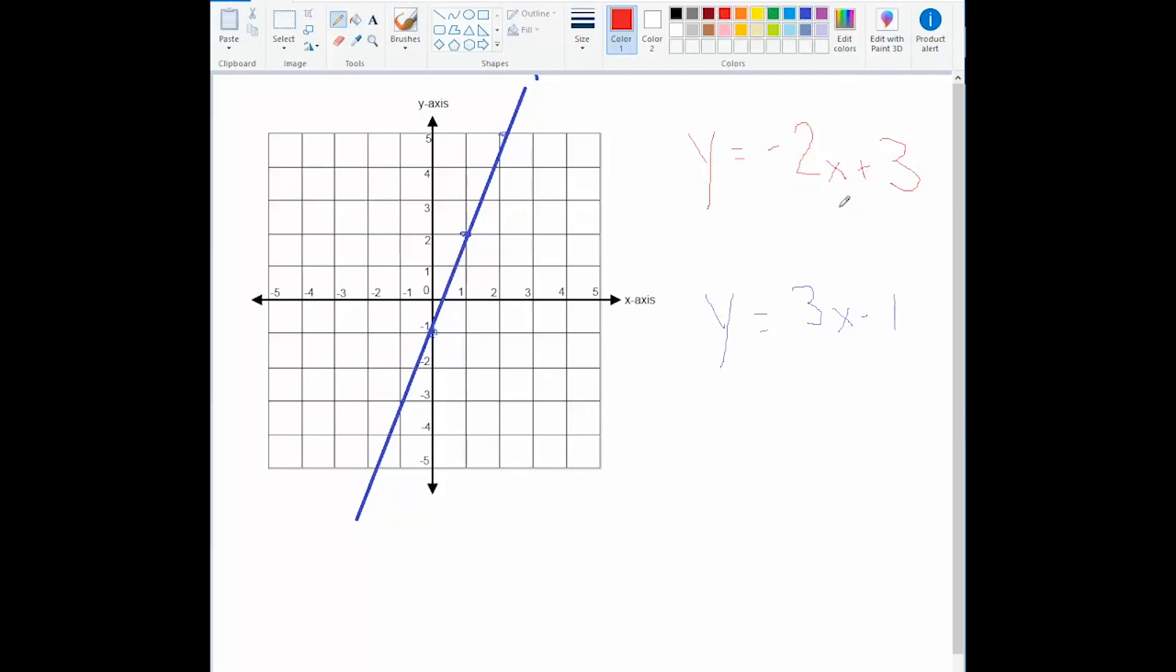Remember, we have inequalities we're dealing with, but I just want a quick review of this. So let's say I've got negative 2x plus 3, and that one, again, has a positive 3 up here. Then because of the slope, it's down 2 and right 1, and down 2 and right 1. When we're dealing with a system of equations, we are looking at the point of intersection. We are trying to find where the two lines will intersect, and that's going to be our solution.